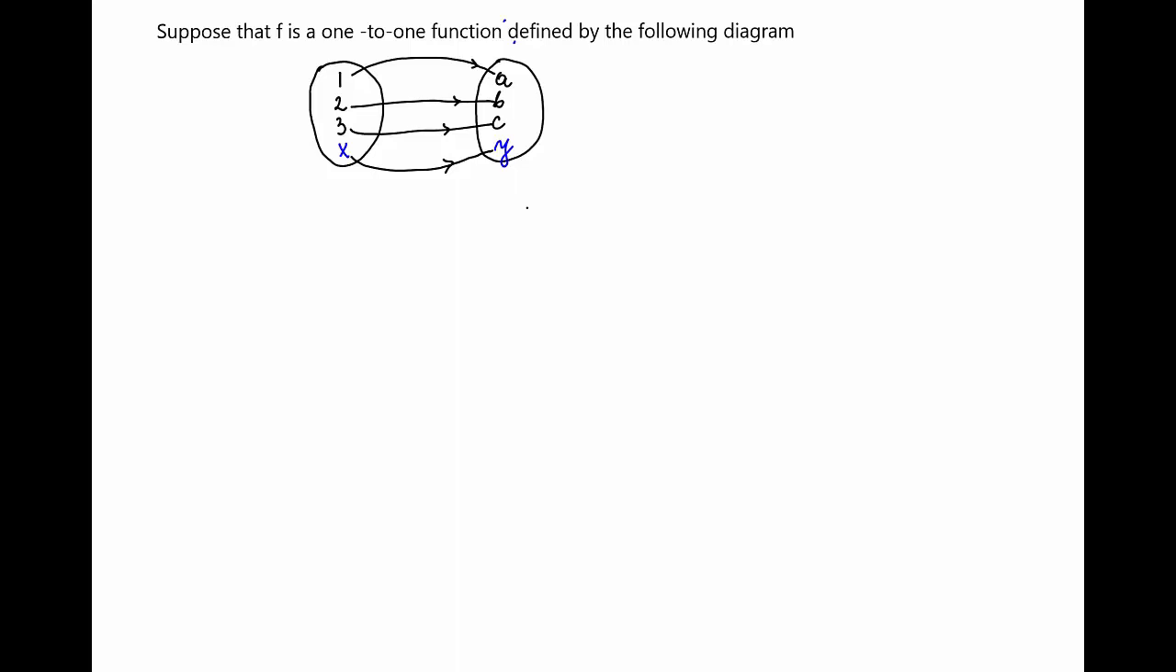Suppose that f is a one-to-one function defined by the following diagram. Therefore, function f assigns to each element of the set X one and only one element of the set Y. We can indicate this by writing that the function f assigns to element x element y, or we can say that y is the value of function f at x.